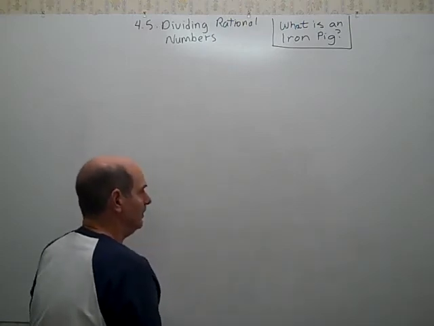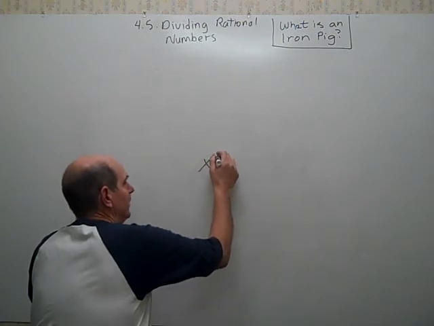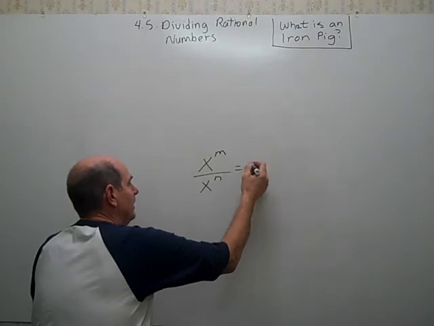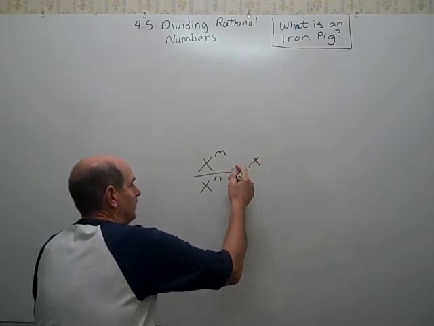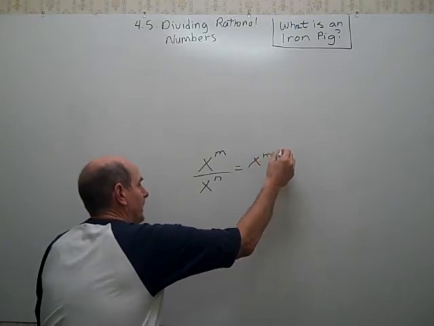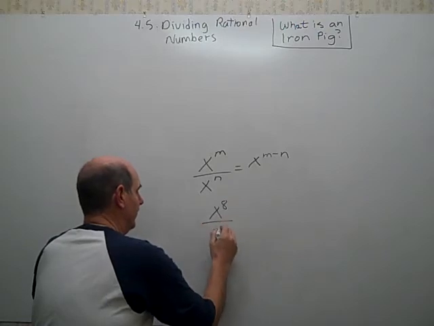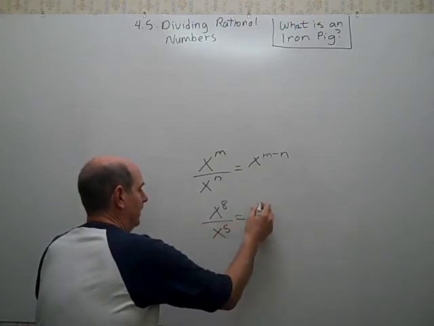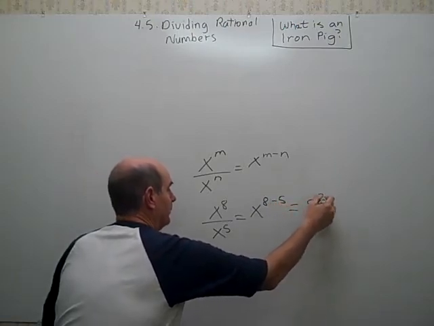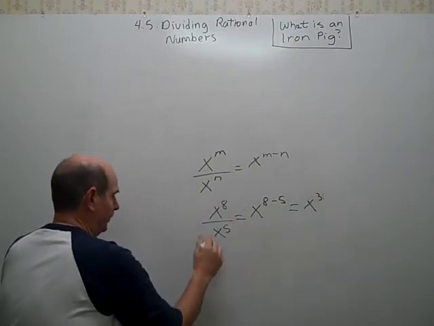Before we get to working with an algebraic example, I want to remind you that if you have a variable to a power divided by a variable to another power, that's the same as, if it's x to the m divided by x to the n, that's x to the m minus n. So if it's x to the 8th divided by x to the 5th, that equals x to the 8 minus 5, or x to the 3rd. This is how it would work.